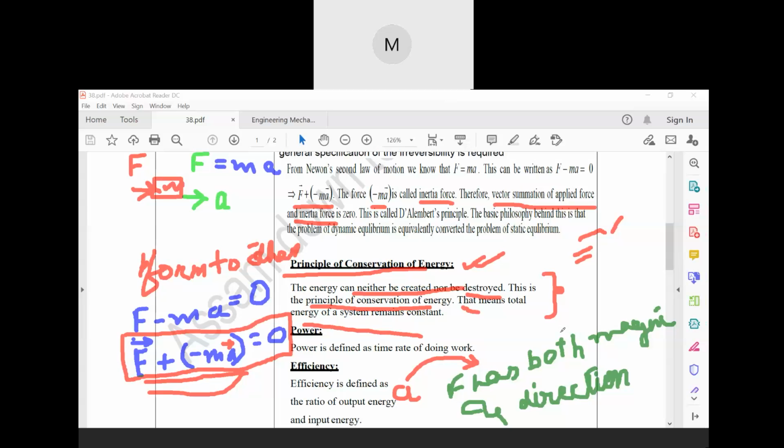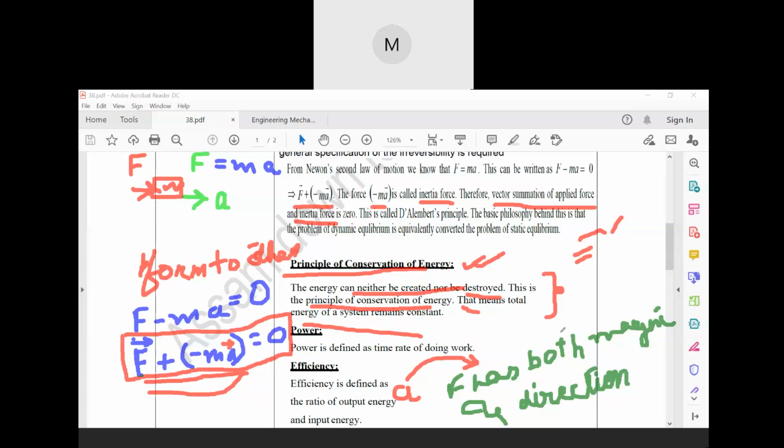Now after that it is power. Power is the rate of doing work. So rate of doing work is power. We discussed power in the previous classes also. So it is defined as the time rate of doing work, right?